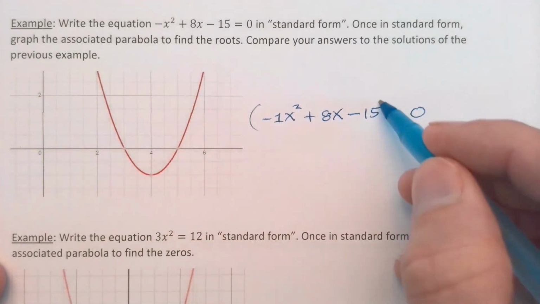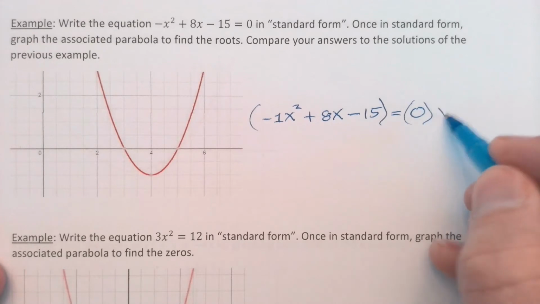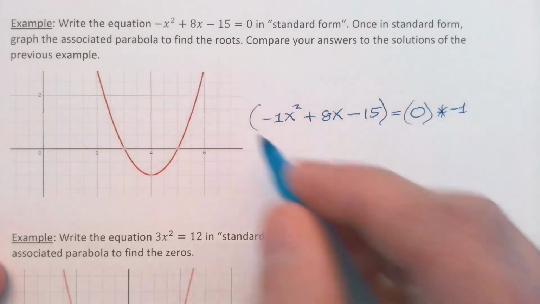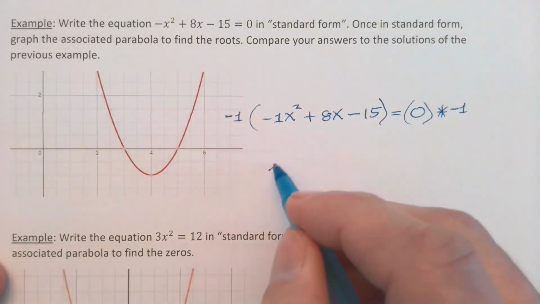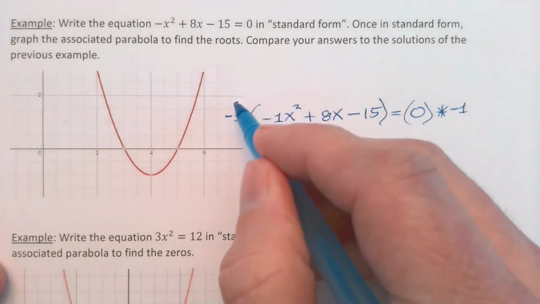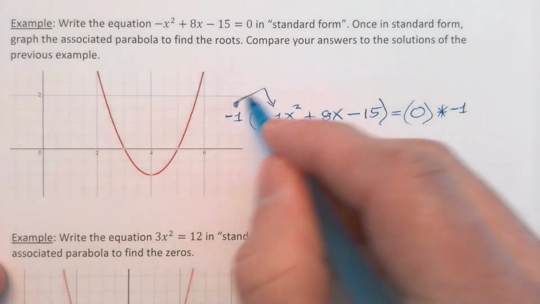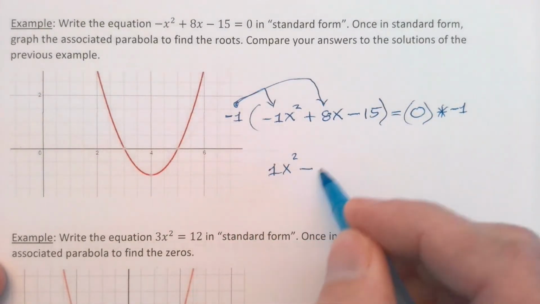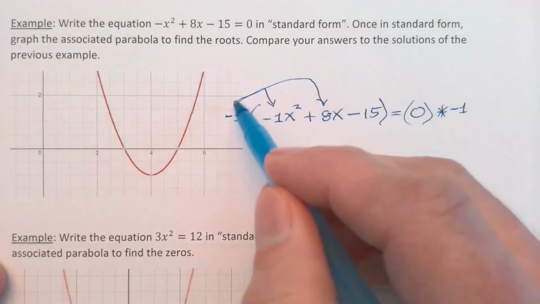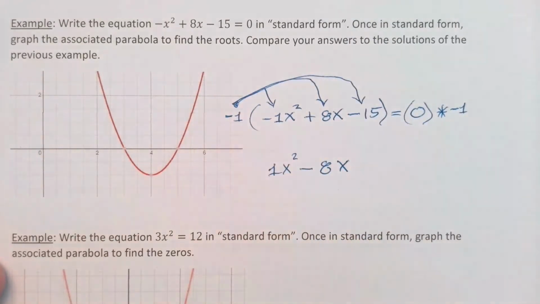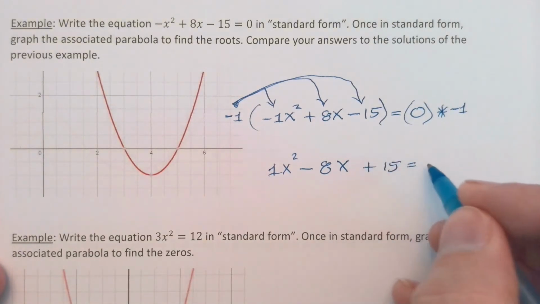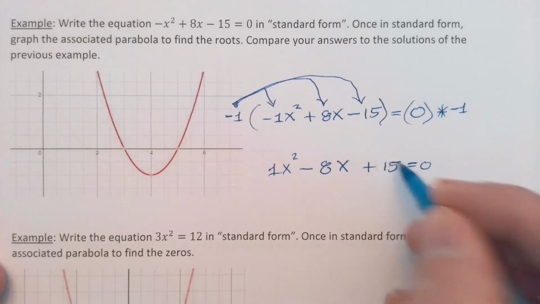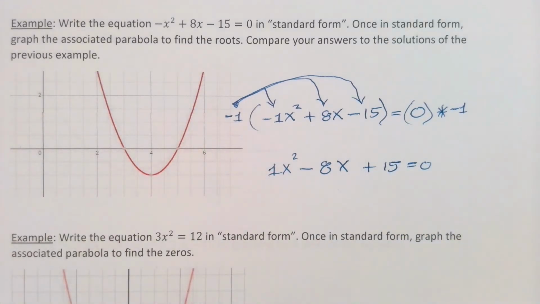Well, we're just going to go to both sides of the equation, and we're going to multiply times negative 1. And when you're done, you'll have positive 1 x squared, right, because I have to distribute negative 1 times negative 1. Negative 1 times positive 8, well, it's going to make a negative or a minus 8. And finally, negative 1 times negative 15 is going to make positive 15. Now, what happens next? Are we in standard form? Yes, we are.